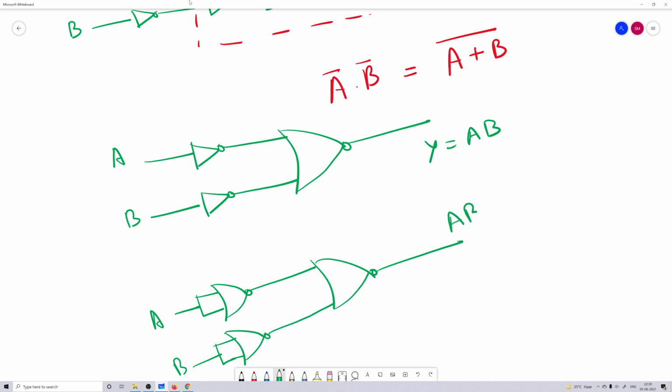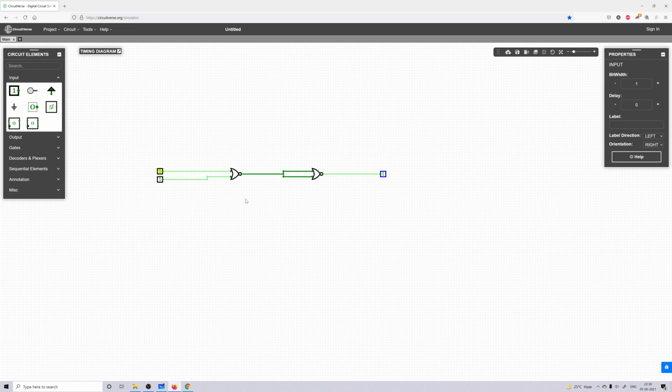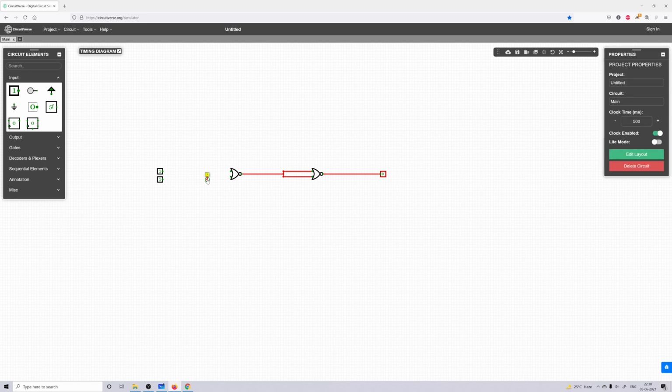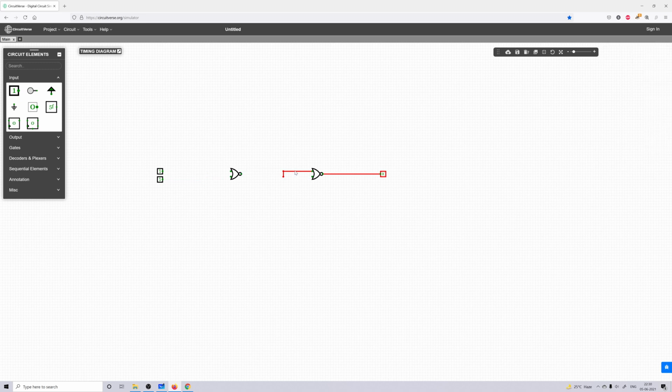Is it okay? Let us check. Let's try to simulate it. We would need another gate, another NOR gate.